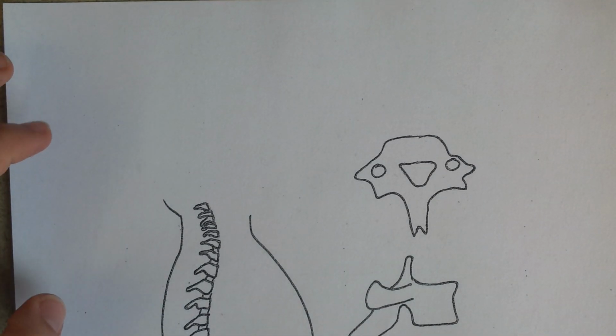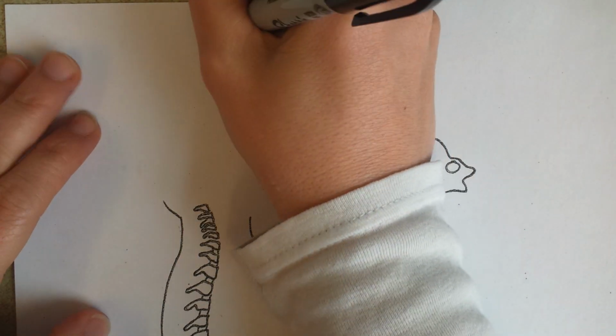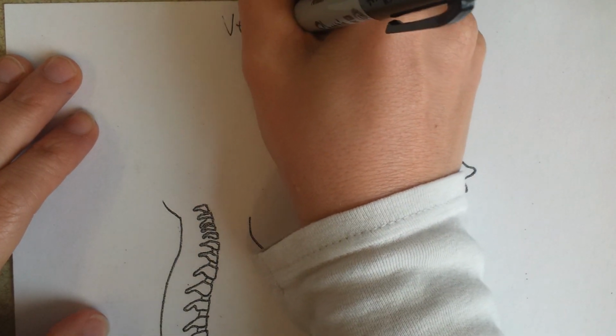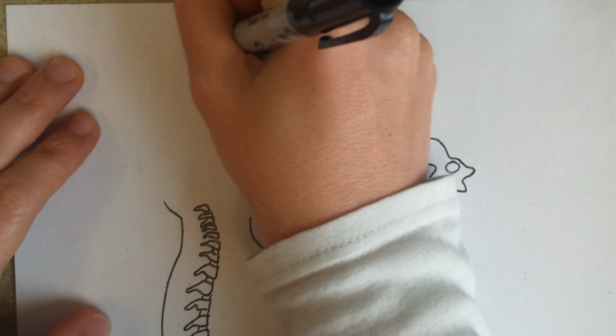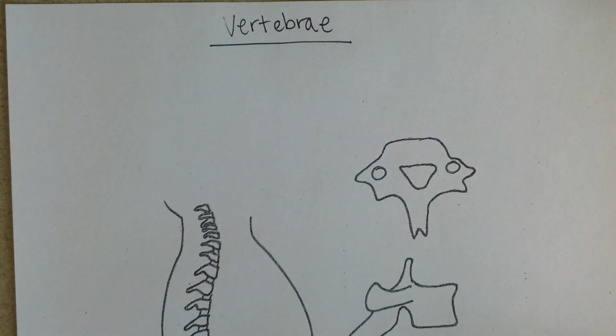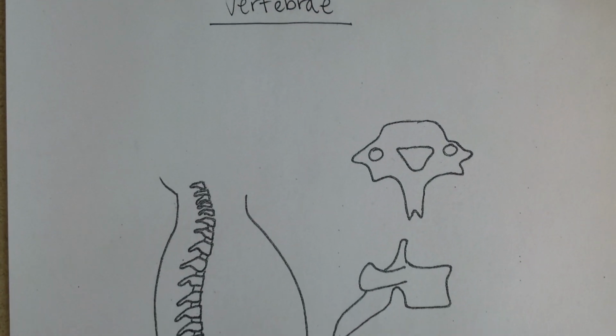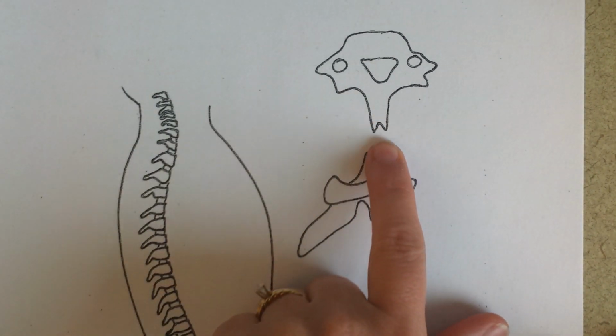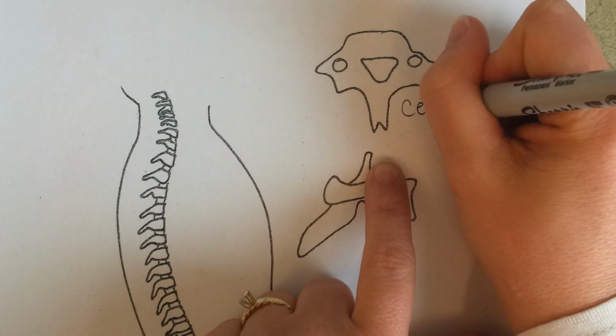vertebrae and curves in them. Okay, so we'll go ahead and take a look here. This is a cervical vertebrae.